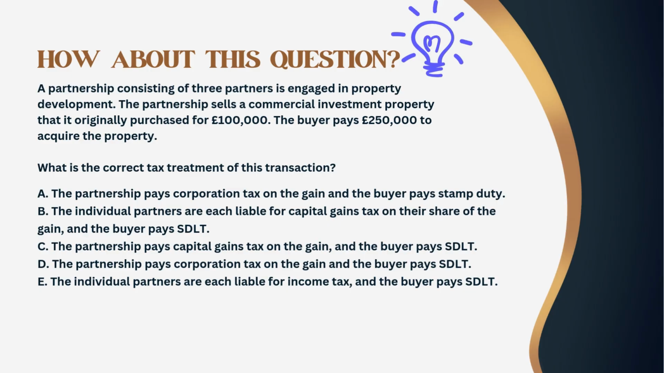A. The partnership pays corporation tax on the gain and the buyer pays stamp duty. B. The individual partners are each liable for capital gains tax on their share of the gain, and the buyer pays SDLT. C. The partnership pays capital gains tax on the gain, and the buyer pays SDLT. D. The partnership pays corporation tax on the gain and the buyer pays SDLT. E. The individual partners are each liable for income tax, and the buyer pays SDLT.